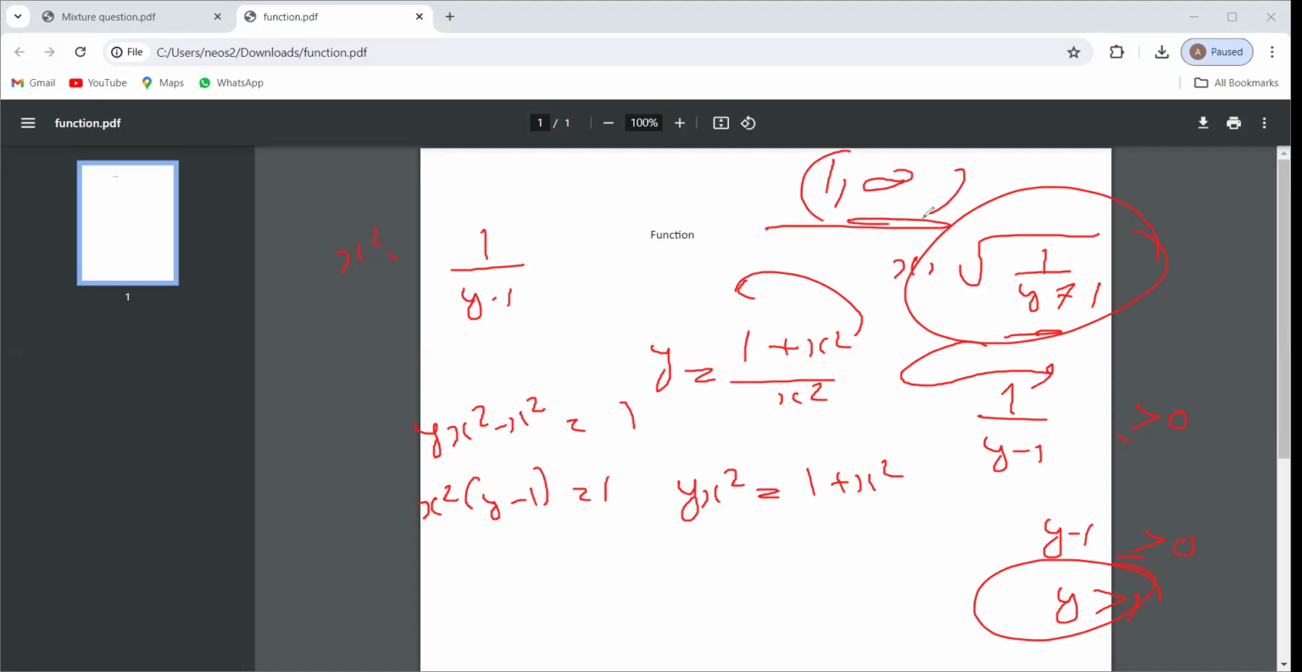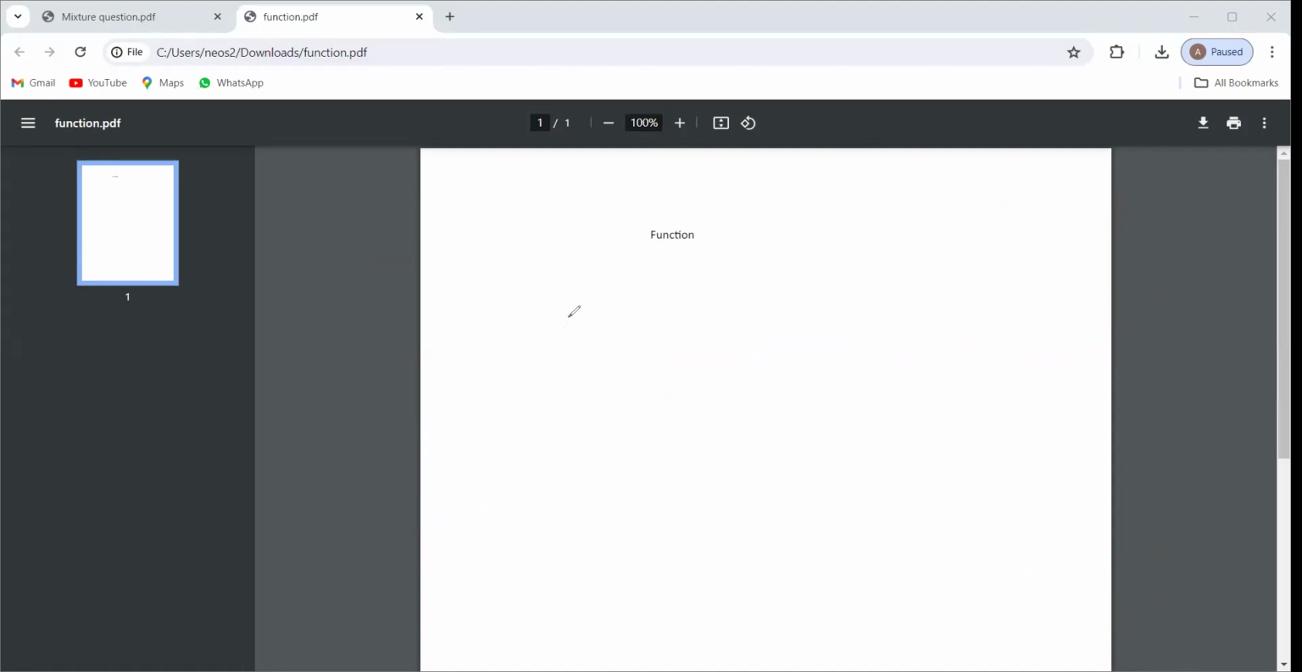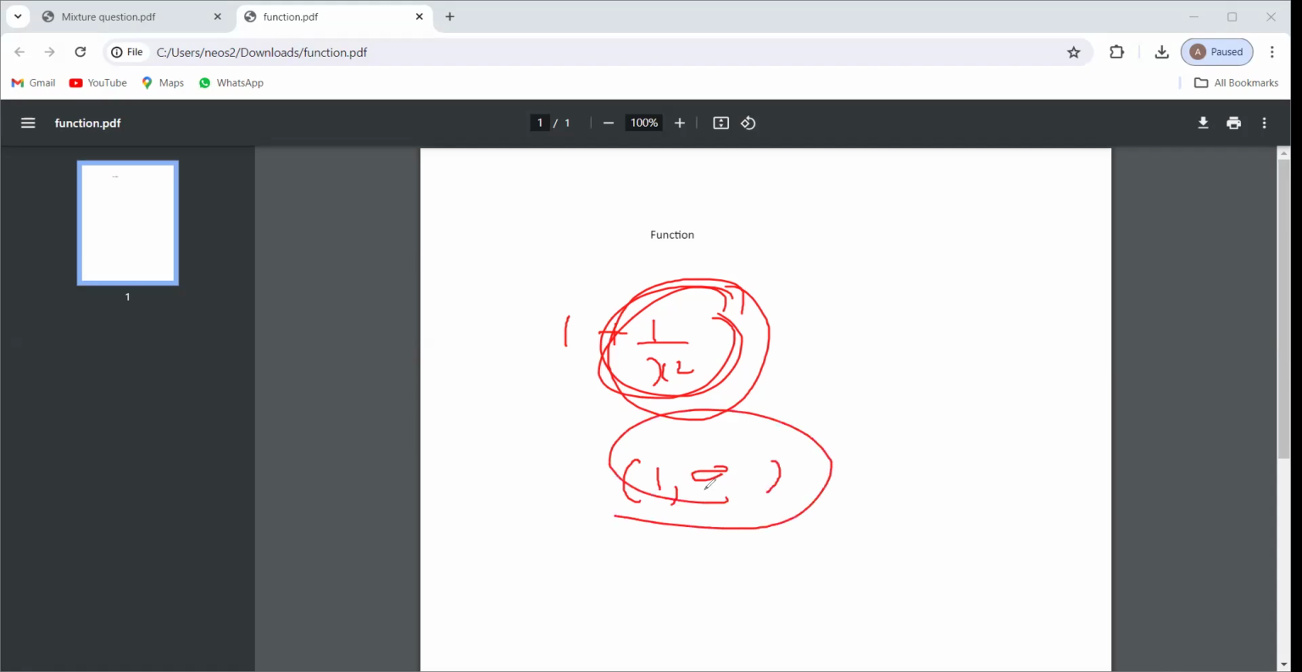इसको ऐसे भी लिख सकते थे तुम. 1 plus 1 by x square. This is always positive, na? So what will be the value? 1 plus something will always be there. It cannot be 1. So 1 to infinity. लिख सकते हो ना 1 to infinity.